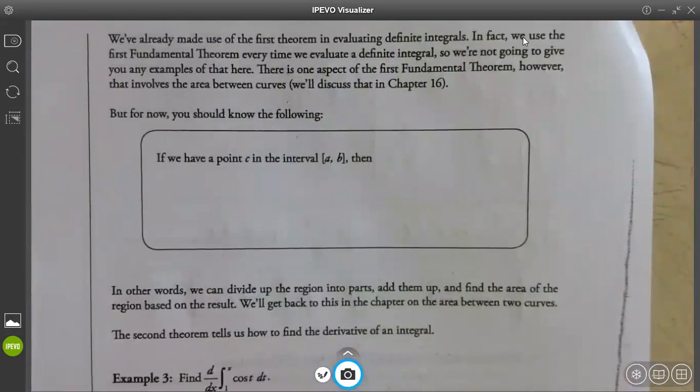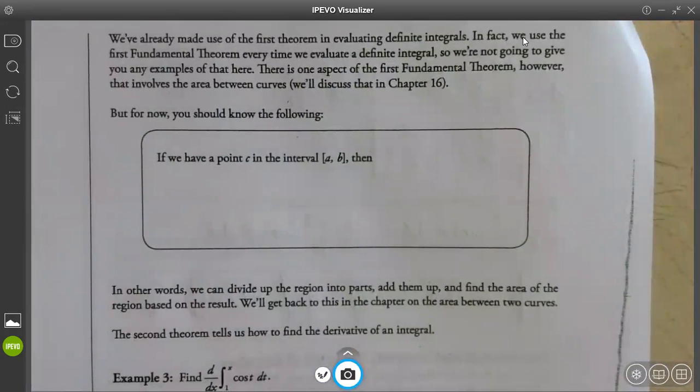It says we've already made the first theorem in evaluating definite integrals. In fact, we use the first fundamental theorem every time we evaluate a definite integral. There's one aspect of the first fundamental theorem, however, that involves the area between curves, and we'll go over that in chapter 16, so in a couple weeks. But for now, you should know the following.